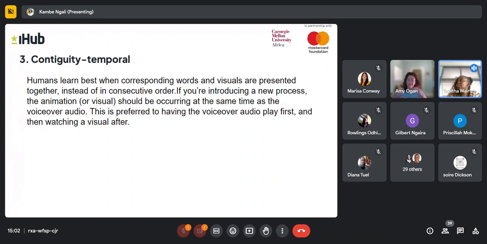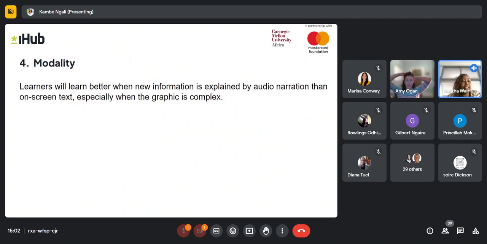Okay, great. So let's move to the next one. Number 4 is modality. Learners will learn better when the information is explained by audio narration than on-screen text, especially, and this is an emphasis here, where the graphic is complex.